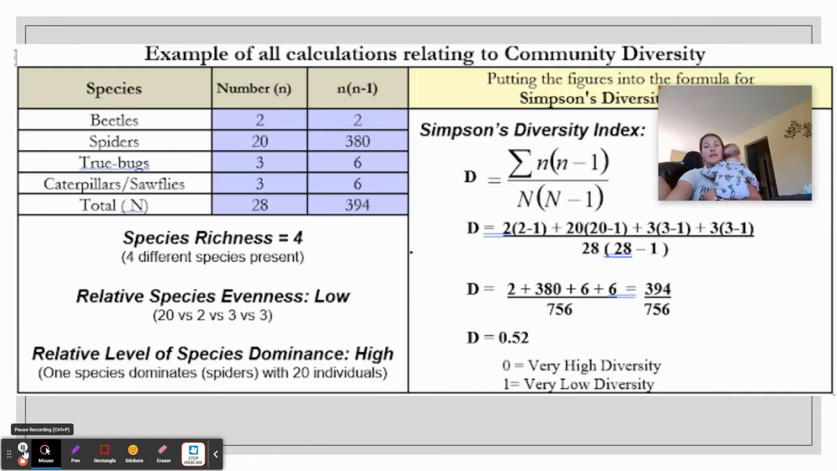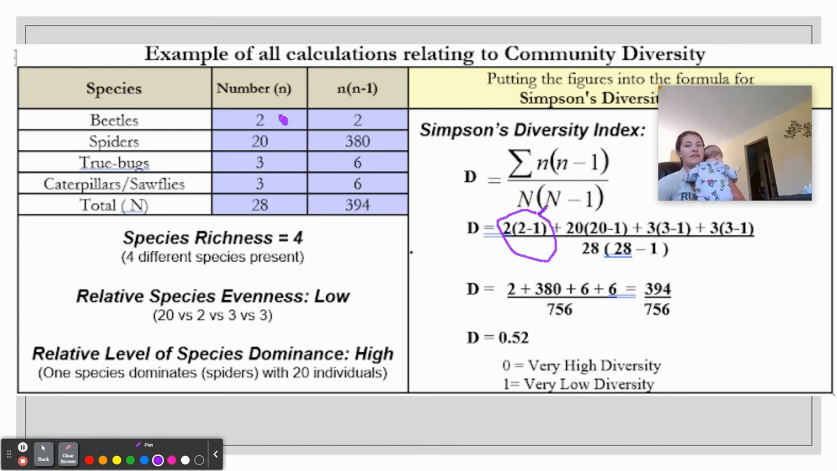All right, so here is a practice problem written out. On the side, we see that we have a bunch of different types of species of insects. So we have beetles, spiders, true bugs, and caterpillars and sawflies. So these are the numbers of each of these organisms. So we have these down here. We have beetles, that's this first one right here. And this is the n and n minus 1 for the beetles.